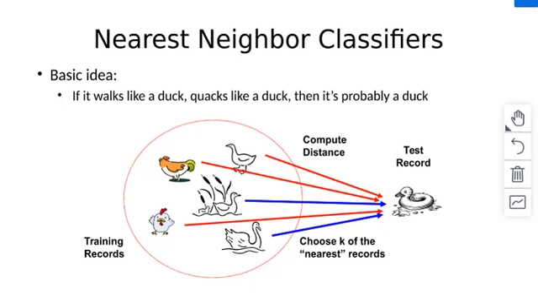As I told, nearest neighbor classifier is a lazy learning algorithm. Why? Because there is no specialized training phase.